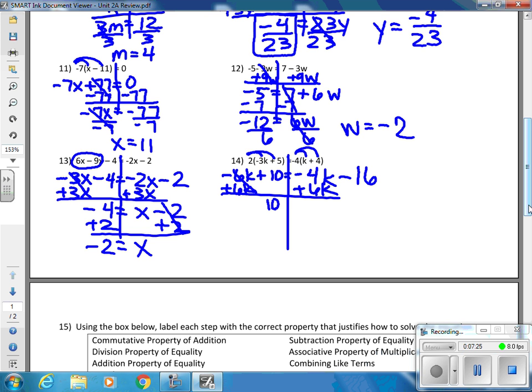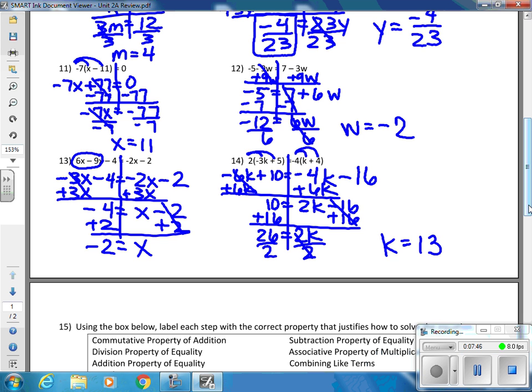That leaves me with 10 equals negative 4 plus 6 is going to be a positive 2k, and then bring down minus 16. And now you're back to that two-step. We're going to add 16 to both sides. So 10 plus 16 is 26 equals 2k. Get rid of the 2 by dividing by 2. And that leaves you a final answer of k equals 13.